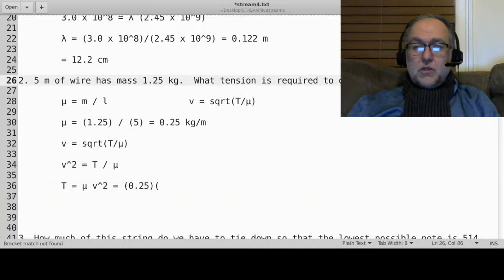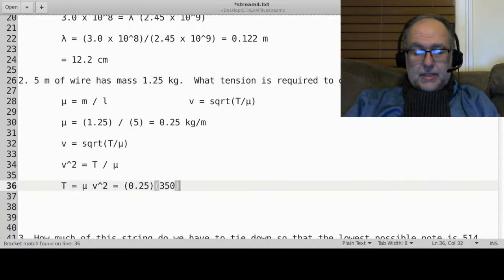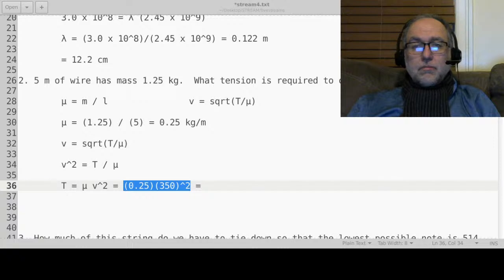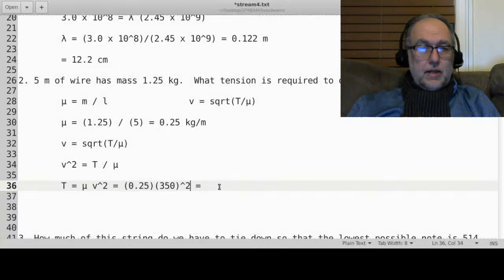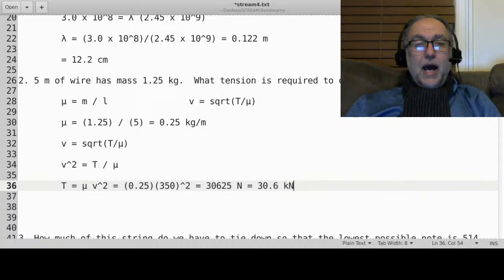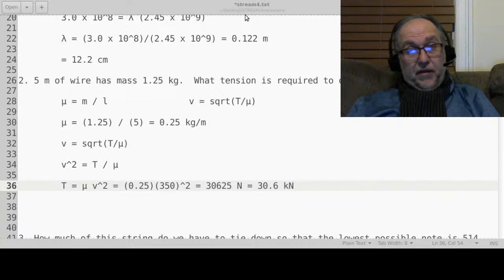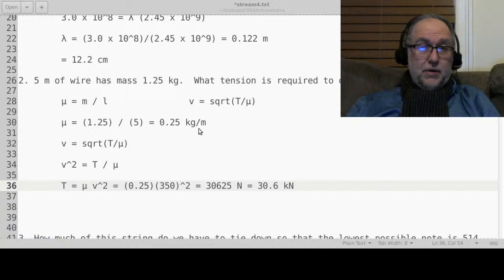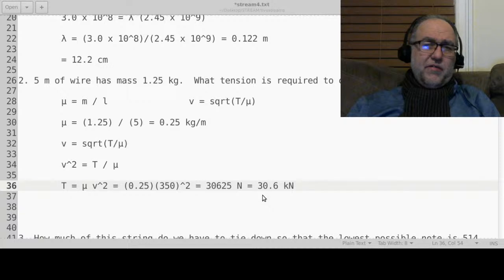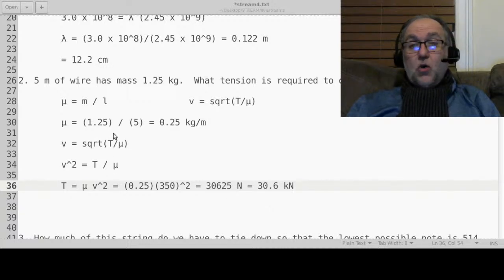And V is 350 meters per second, and that's going to be squared, and so that's going to turn out to be a tension of, let me calculate that for you, 30,625 newtons. Or if we were to round that off, 30.6 kilonewtons. This is a pretty big number, but that's because I've got a very thick string there, with a linear mass density of 0.25 kilograms per meter. That's like 250 grams per meter, so like half a pound per meter. So this is a really thick string. It's not like a guitar string. And so you're going to need quite a bit of tension in that to get 350 meters per second waves. All right, there we go.